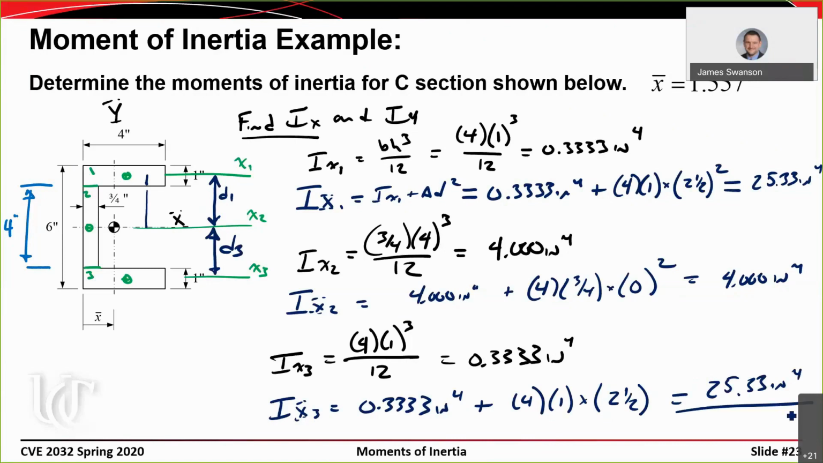So now if I add these three numbers together, and I'll go to yet another color, so I'm going to add that, that, and this. Then I end up with I sub big X equal to 54.67 inches fourth. All right. Now, questions? Good.